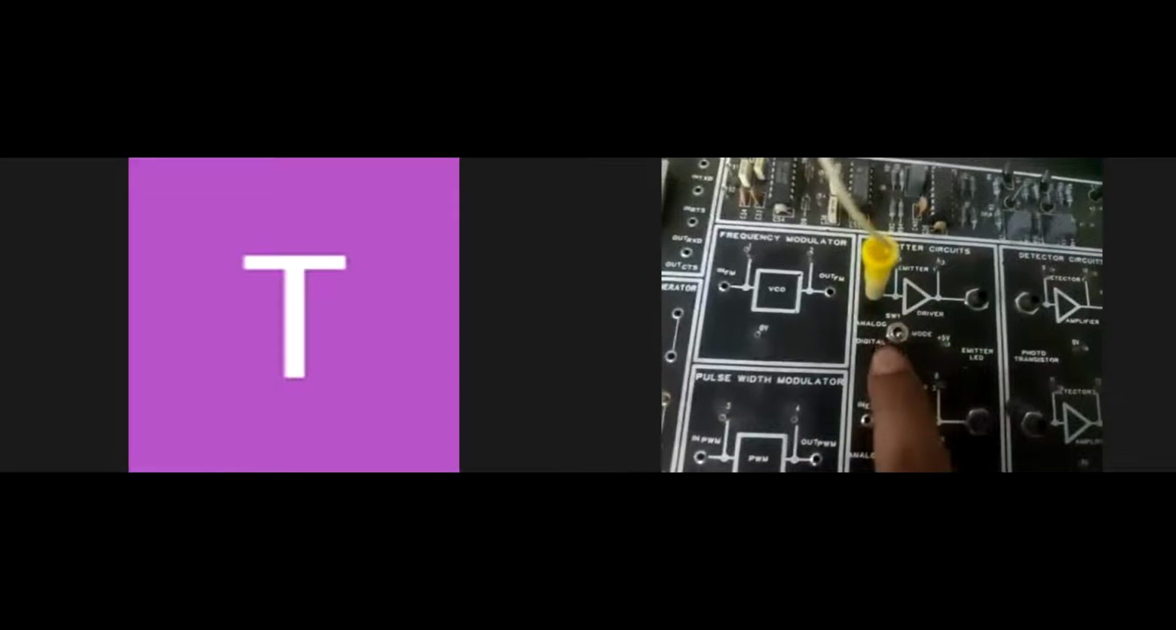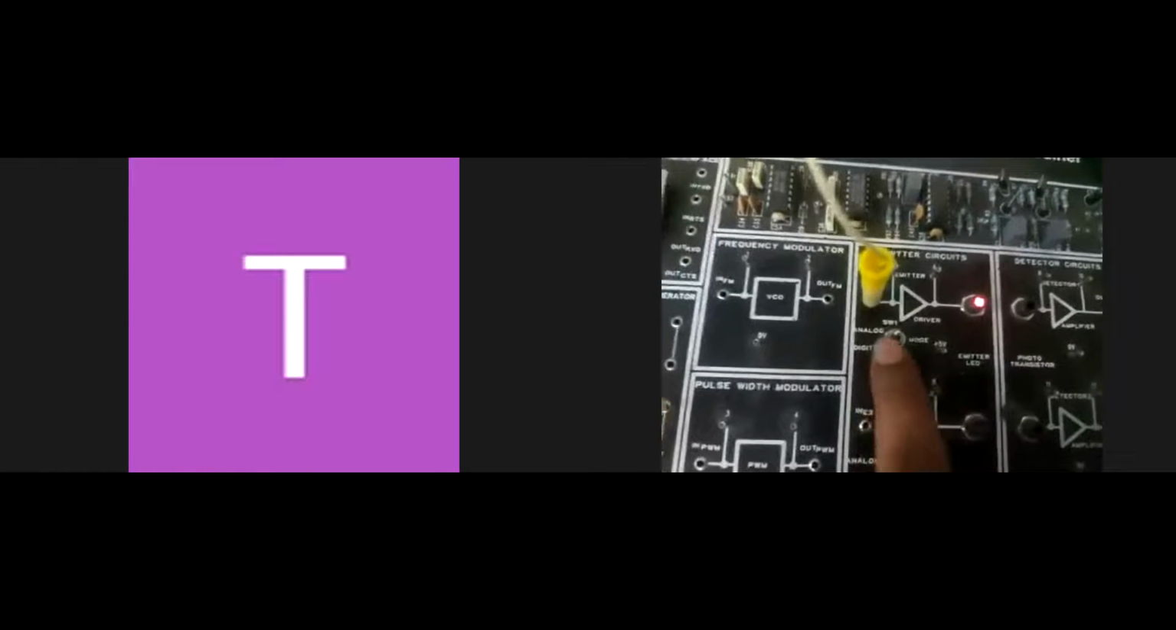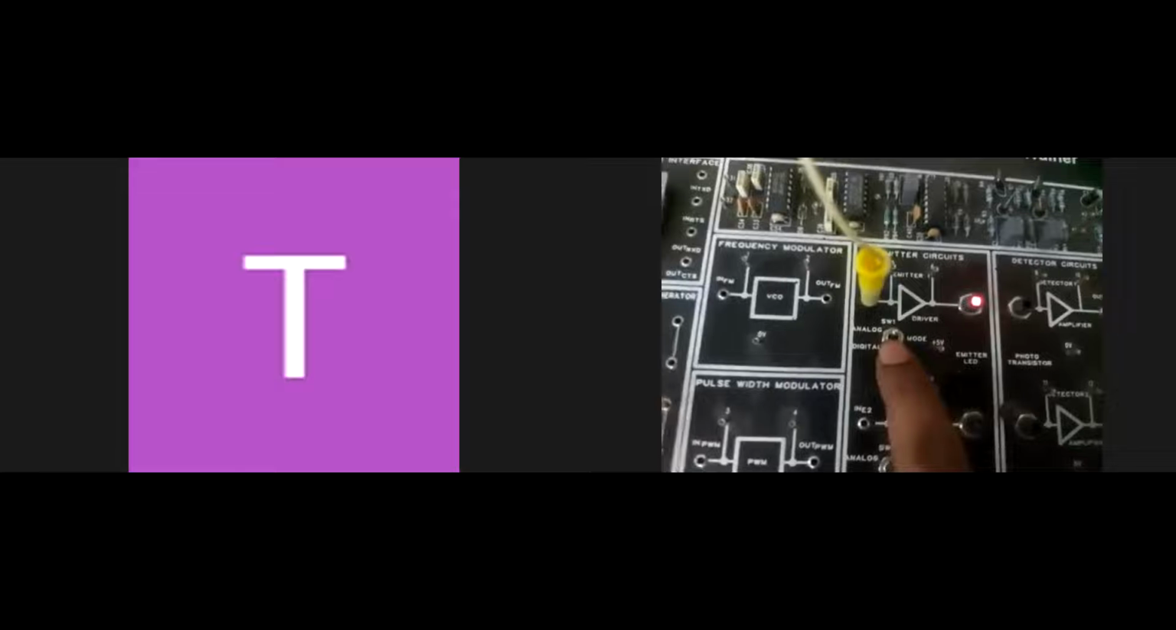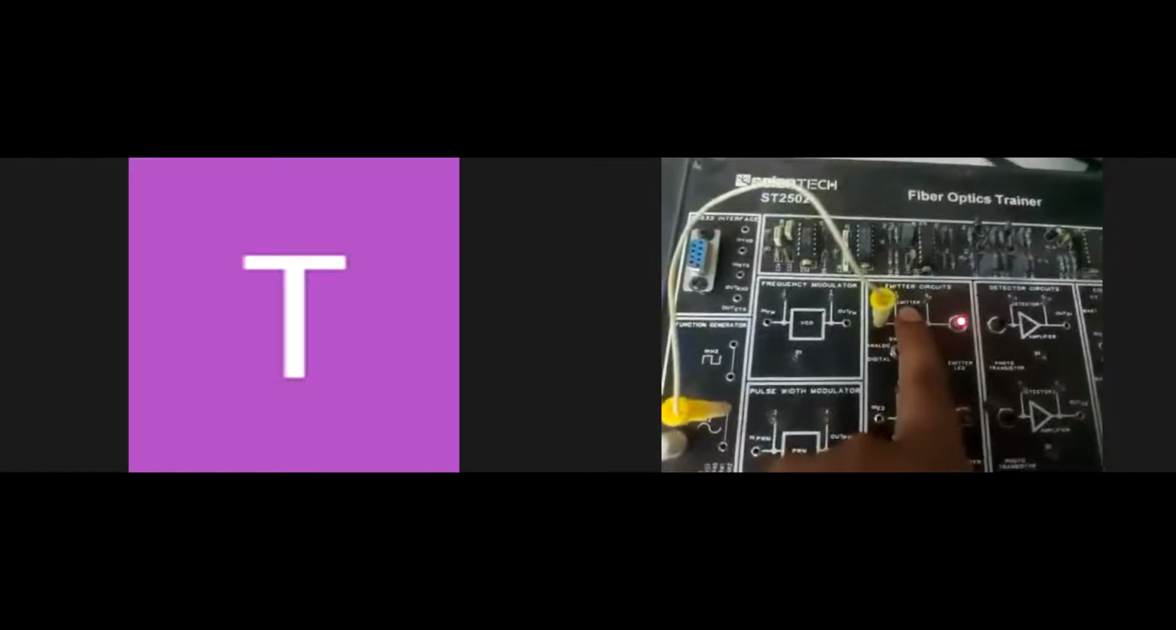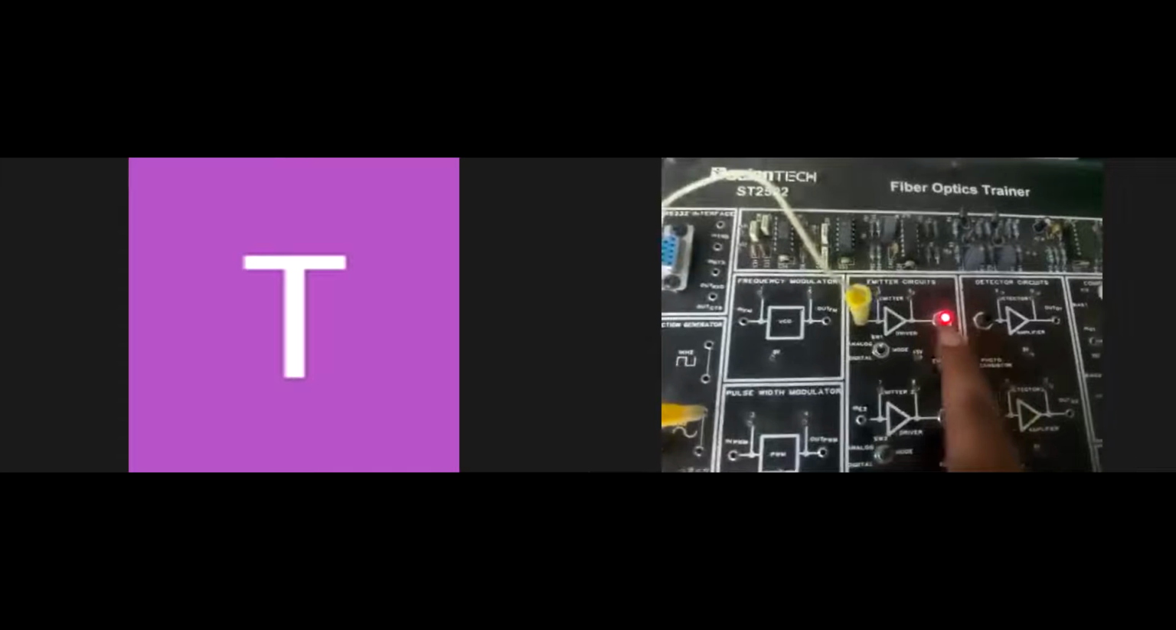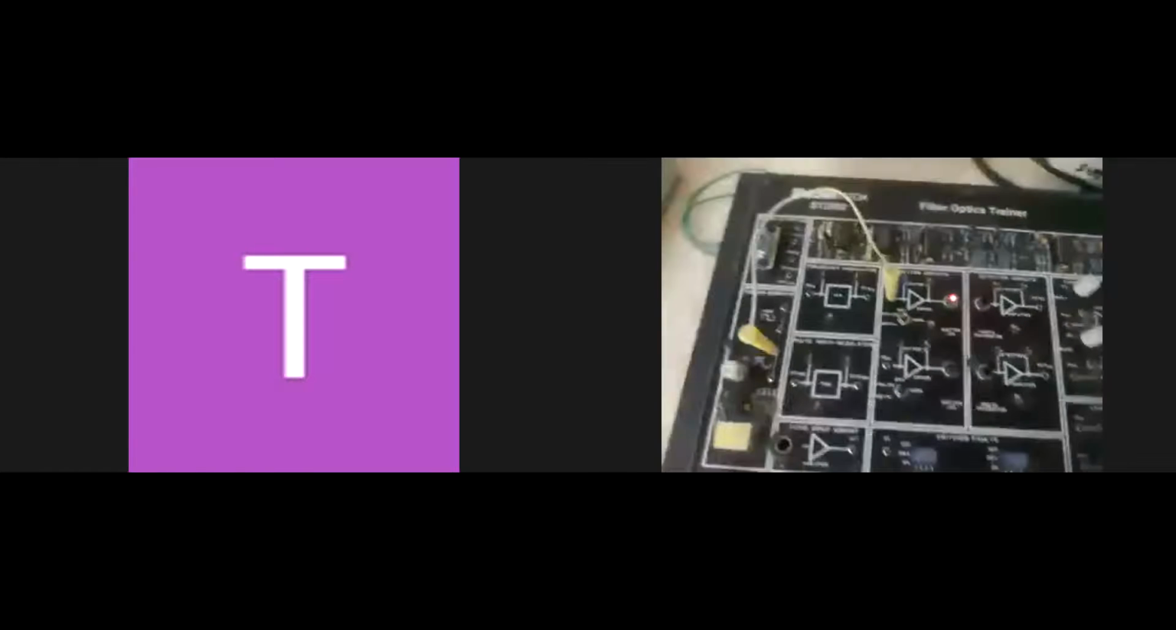And again there is one more switch, analog and digital. So you have to always keep it on the analog mode. Otherwise this light you will not be able to see. So we took the analog signal from here and we have connected that to this emitter as its input, and here the electrical signal is converted in the form of light.